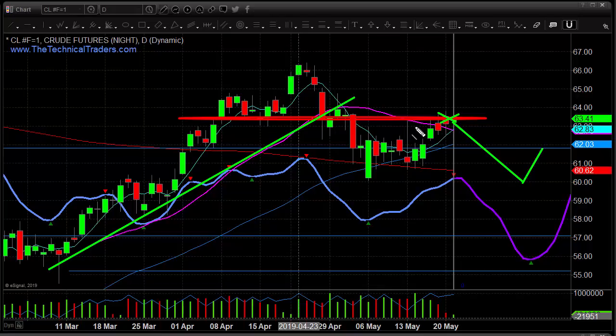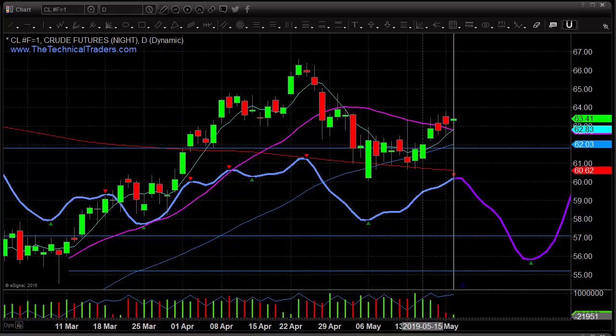But overall, it is at resistance, and it has broken the short-term support trend line, and now it's under this area. So we could start to see some weakness here in crude.